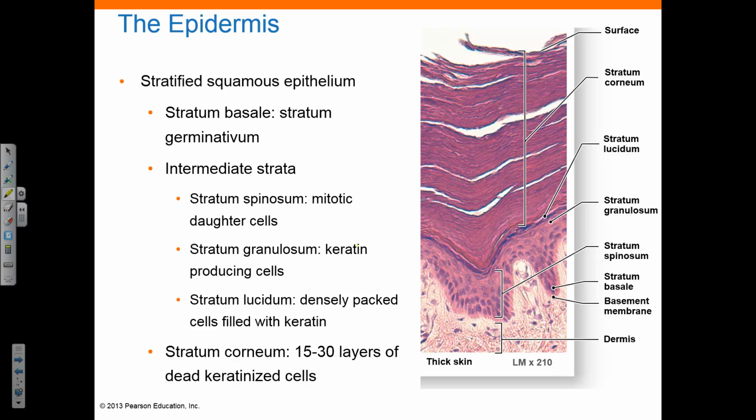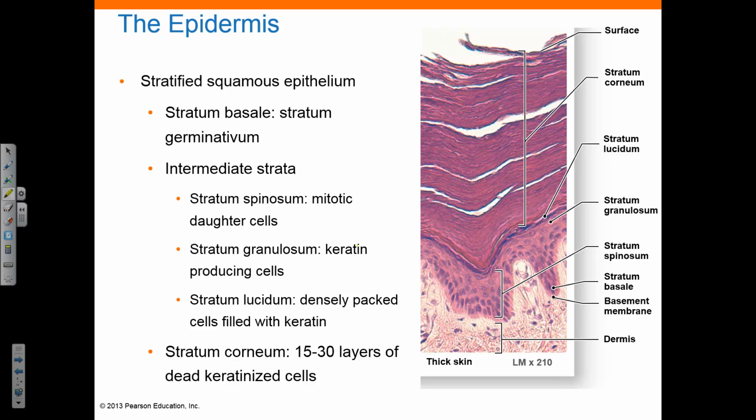Let's take a closer look at the epidermis, the superficial layer of the cutaneous membrane. The epidermis is composed of stratified squamous epithelium, and the thick skin has 5 distinct strata or layers. In thick skin, the deepest layer is known as the stratum basale, also known as the stratum germinativa. This is where the division of stem cells occurs, resulting in the formation of daughter cells that will replace lost or damaged cells of the epithelium.